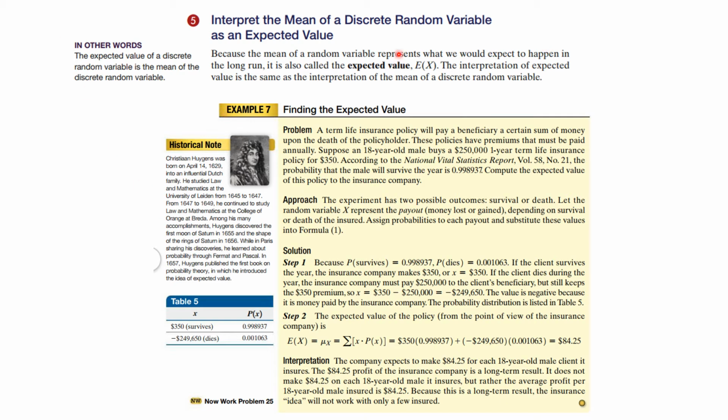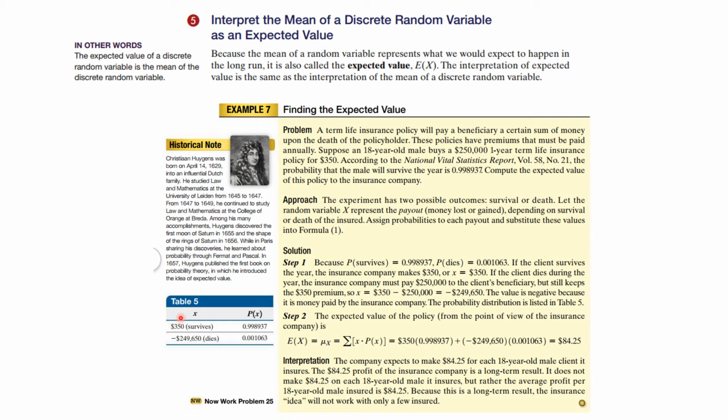The mean can also be interpreted as expected value. In other words, the expected value of a discrete random variable is the mean. That's another way to call it, and it's what you might expect to get. So let's do an example. A life insurance policy will pay a beneficiary a certain sum of money if they die. And here's the probability distribution, and this is based on statistics that they have from actuarial tables.